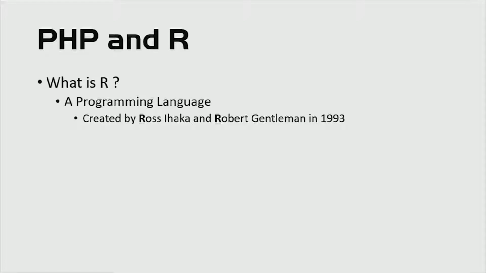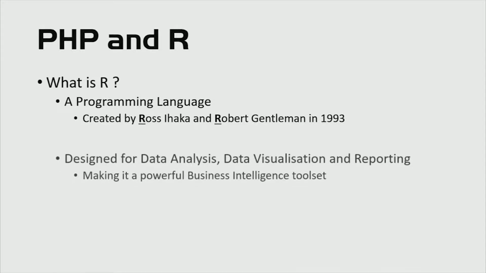It was created by two gentlemen, Ross Ihaka and Robert Gentleman, both names beginning with R, so they called it R, although it was derived from a language called S. Those of you who've used C will probably know that C came from B, which came from BCPL. Single letter names have a bit of a tradition in computer languages. It was quite a hodgepodge when it was first created, but in more recent years it's been rewritten quite significantly and is now a much more structured language.